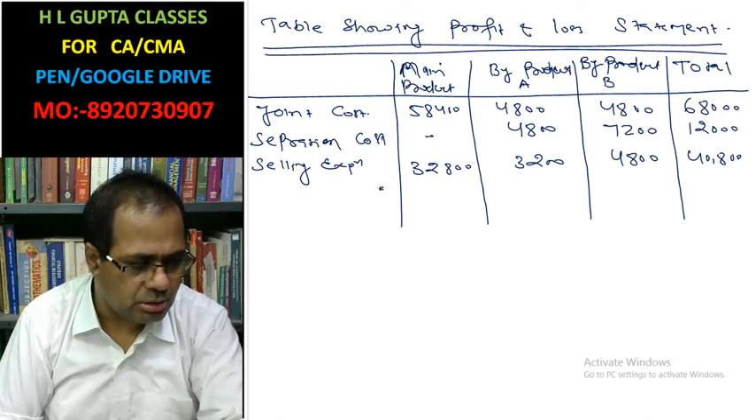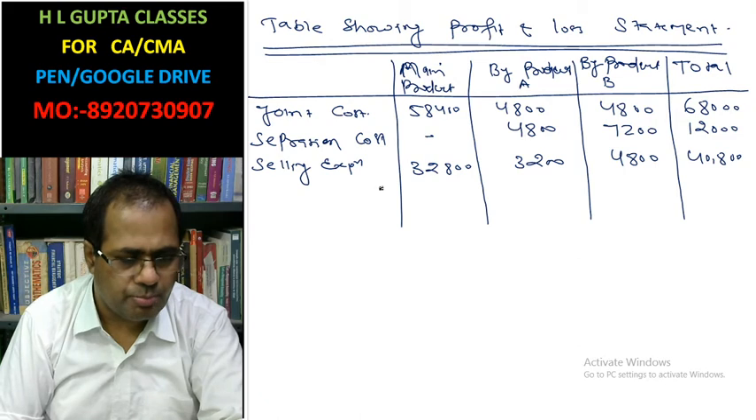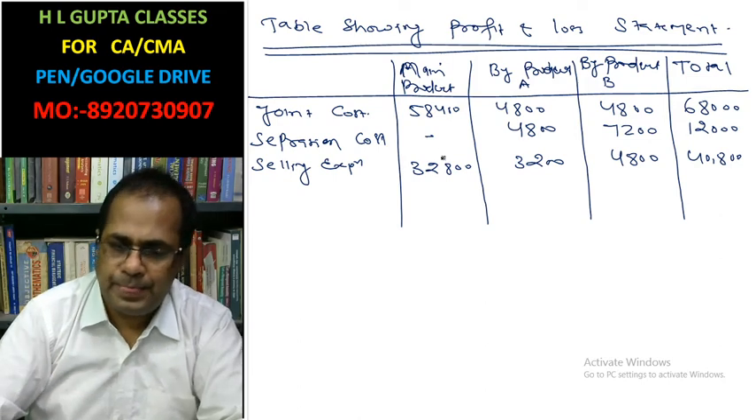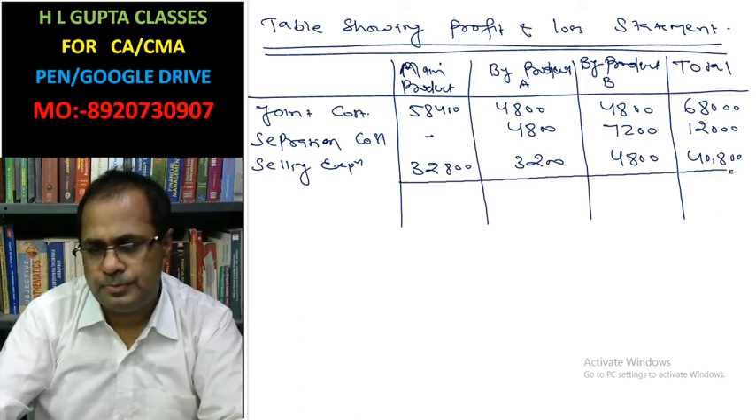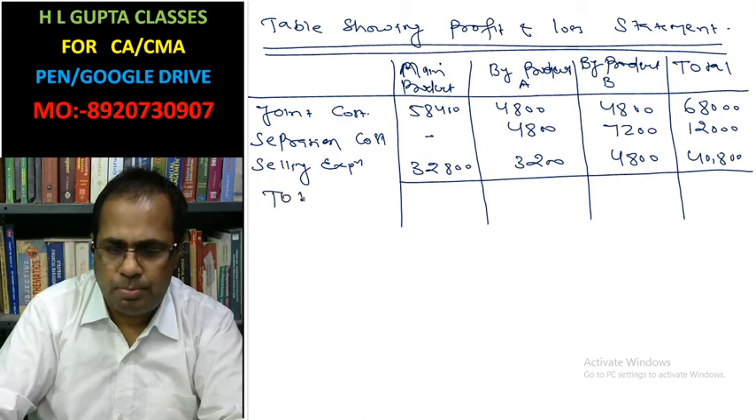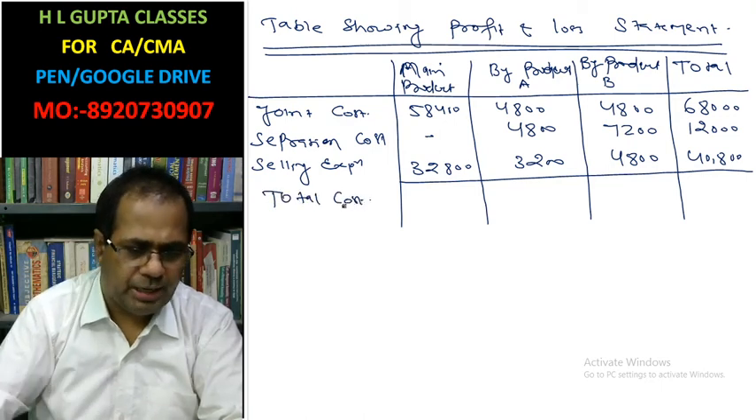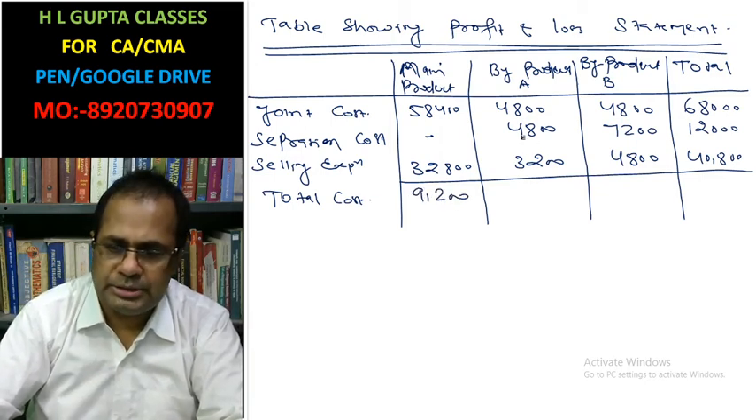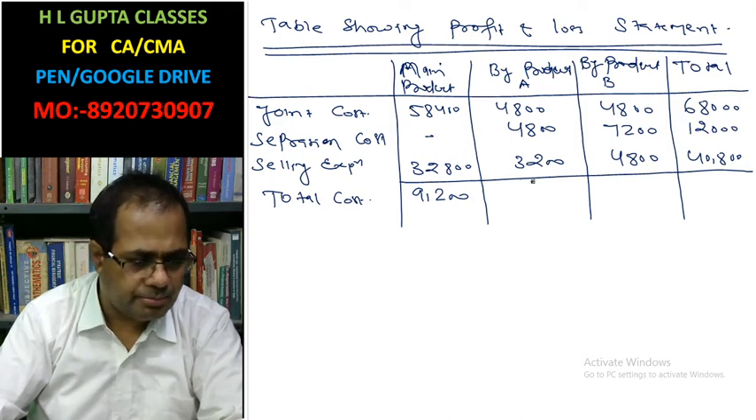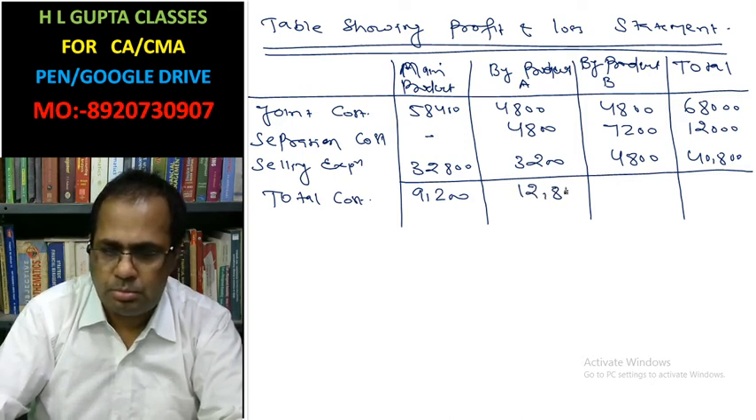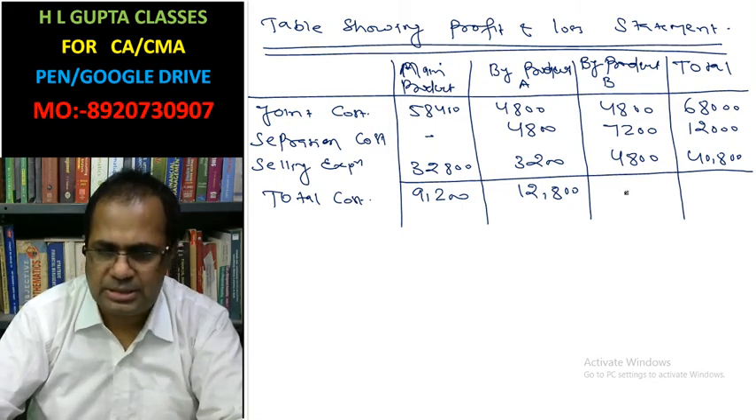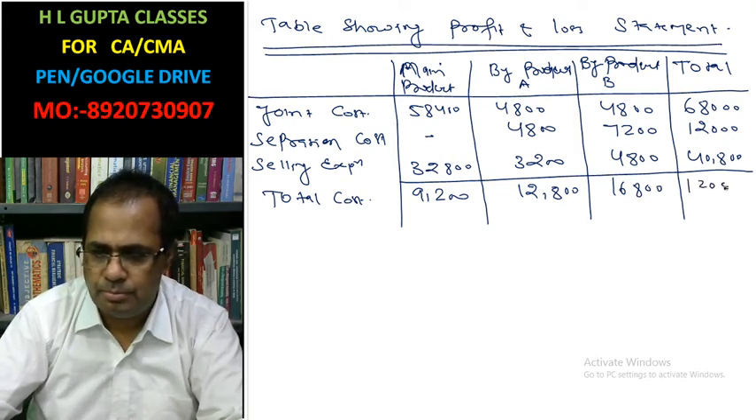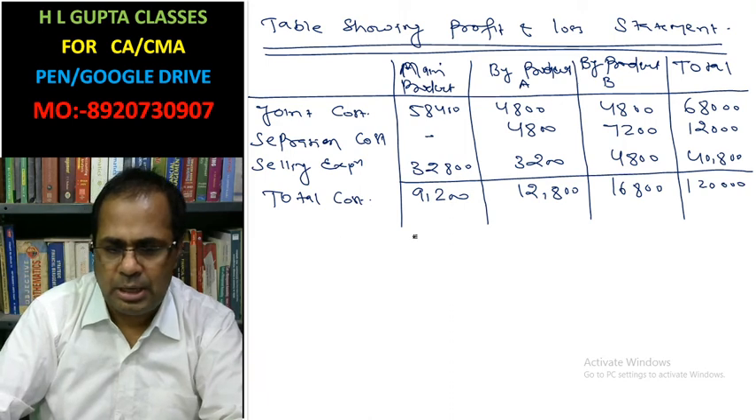Now after this 40,800, we have separation cost, selling expenditure, and then total cost. The total cost you have is 91,200, then this expenditure is 12,800, and this expenditure is 16,800. The total is 1,20,000.